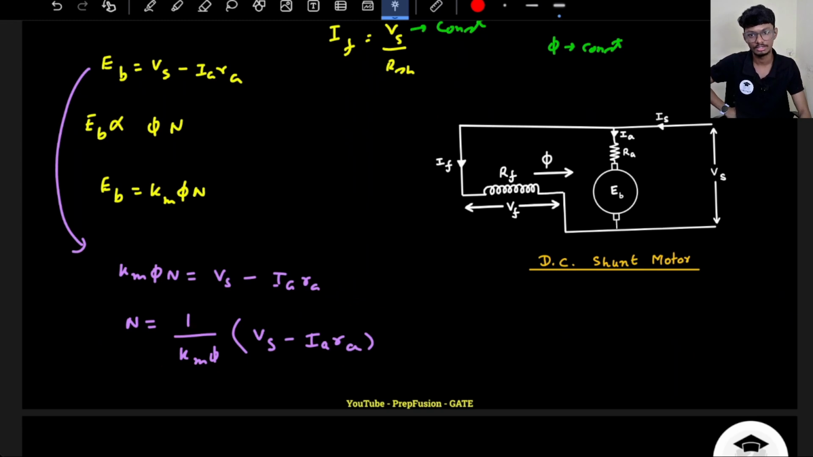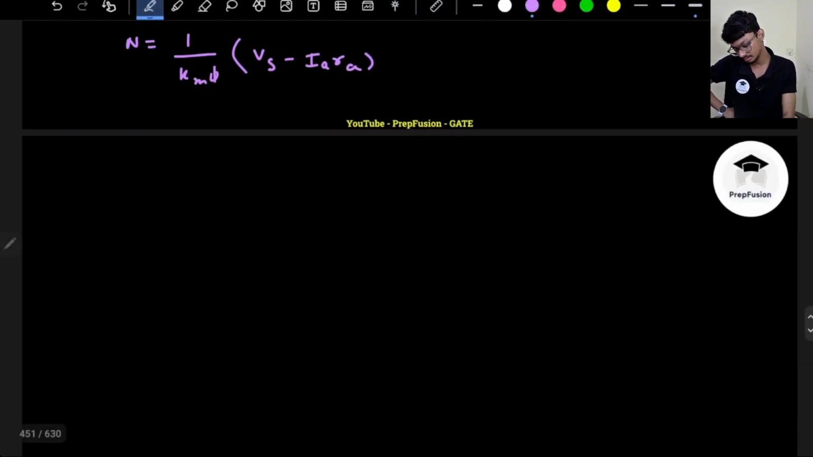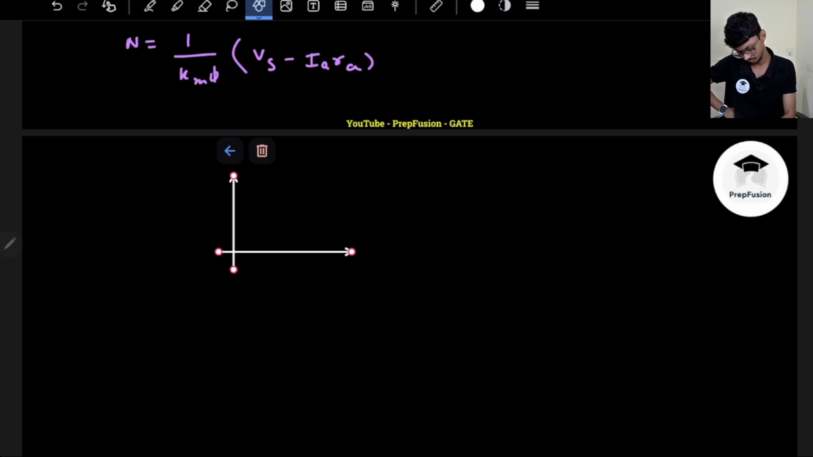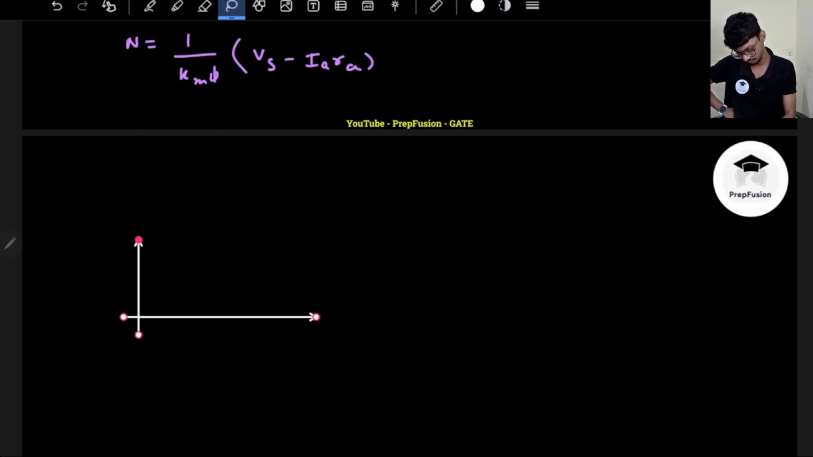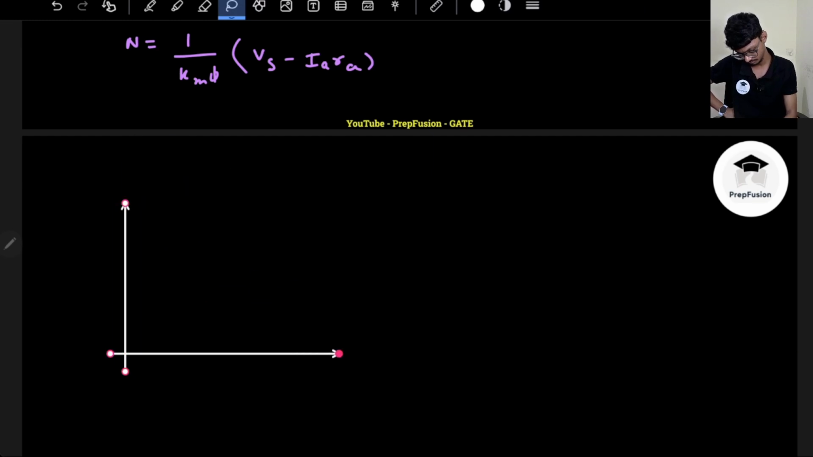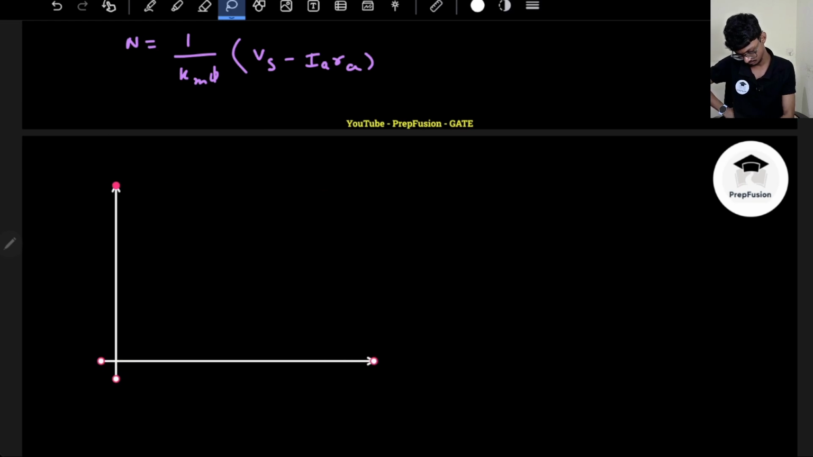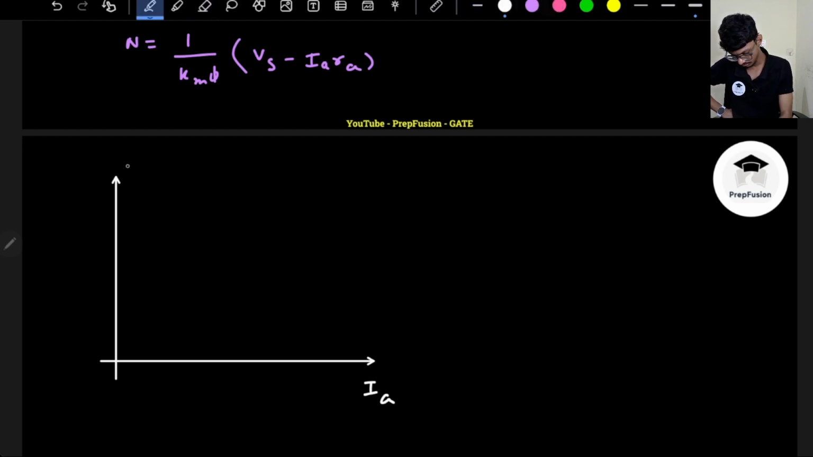Very simple to understand. But here, a very simple thing we have not discussed is the armature reaction. So the speed-current characteristics: this is the current, this is the speed.